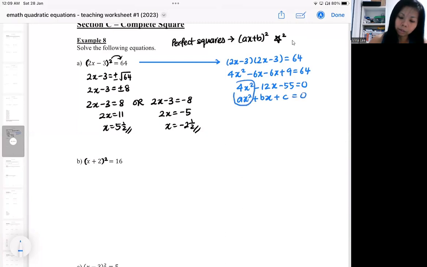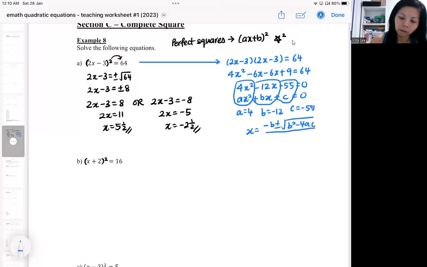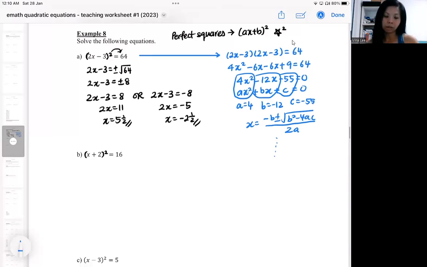If you find the numbers too difficult to factorize, of course, you can use the quadratic formula, with the a, b, c stated here, and work it out. If you try working it out, the answer should be the same, but you will realize that it's quite long. You still have a lot of steps to go through. So when you have something in a perfect square form, taking the square root can be a little bit faster.